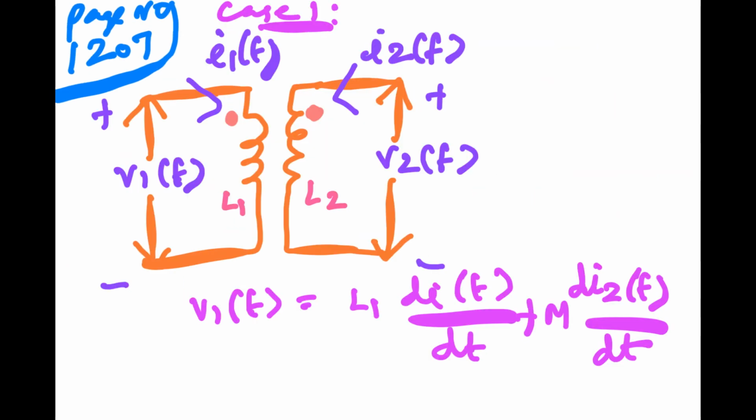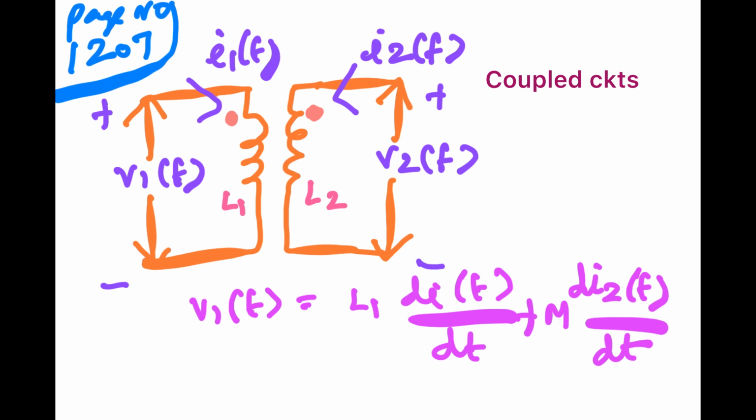Case 1, parallel circuit, coupled circuits. Dots as shown in the figure. Entry points are dotted. i1(t) and i2(t) are currents, v1(t) and v2(t) are voltages. Apply KVL. v1(t) is equal to L1 di1(t) divided by dt plus M di2(t) divided by dt.